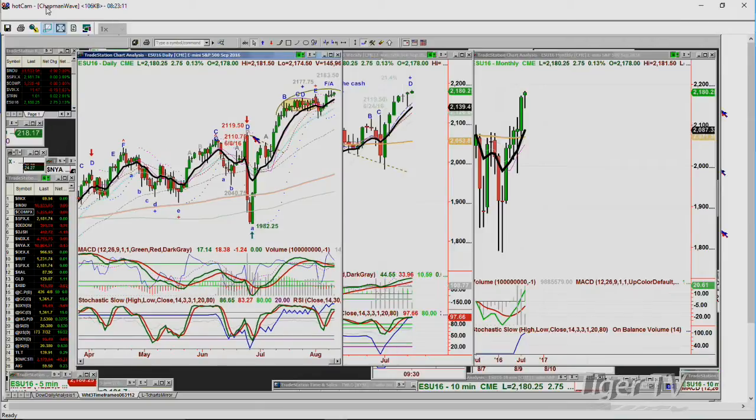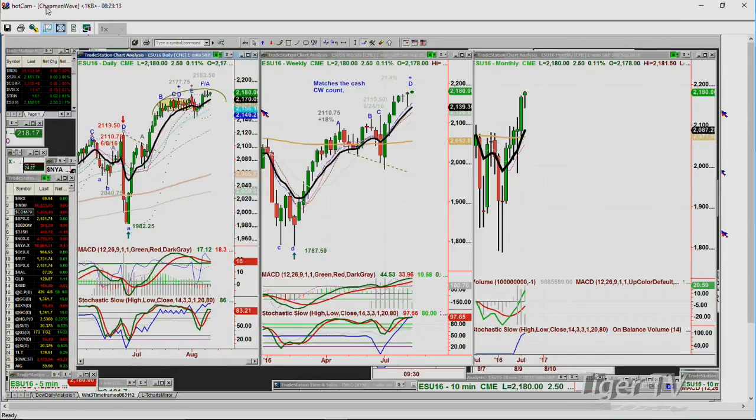The only reason I brought that up is that on the weekly, I'm sorry, on the day, on the weekly you have us in wave D. I have us in wave C, which would, to me, mean I'd be looking for the D. So yes, I'm looking for a higher high.